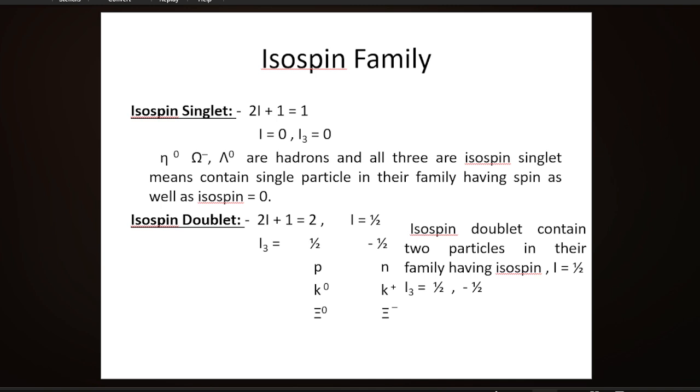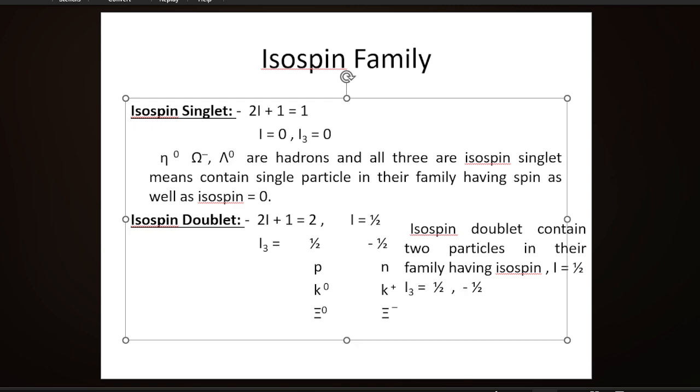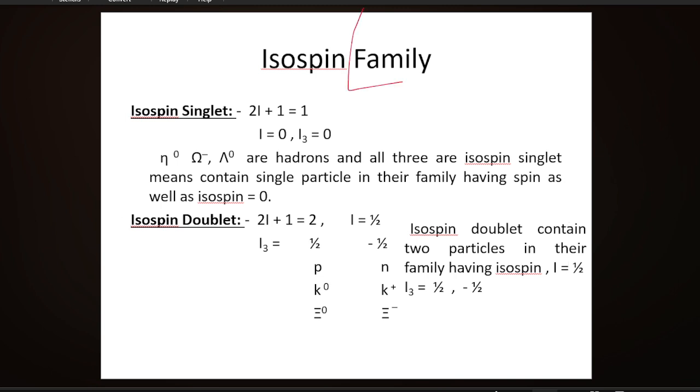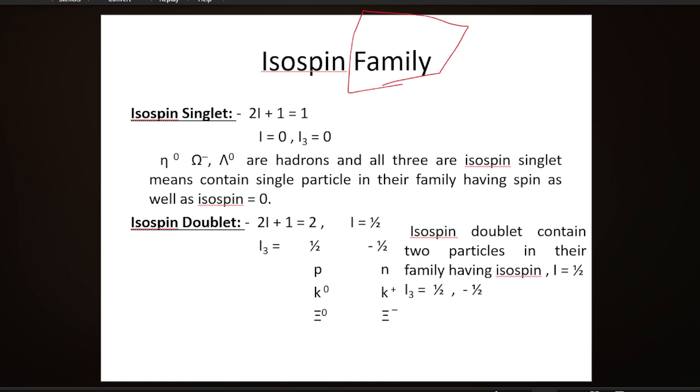As we know, when there are two particles, we call them a duplet. For three particles, we call them a triplet, and for a single particle, we call it a singlet. Isospin family: here the number of particles tells us about the family. If it has a single member, we call it a singlet, just like eta mesons, omega, and lambda.